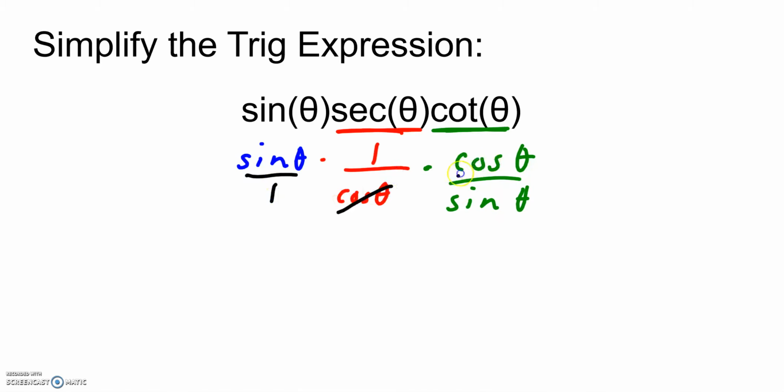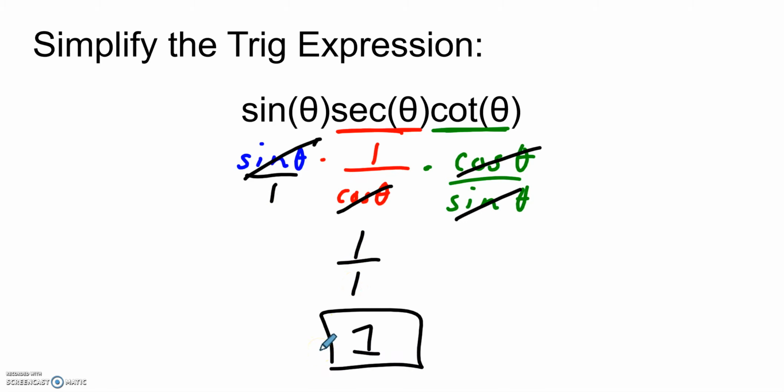This cosine and this cosine cross out because we're only multiplying, not adding or subtracting. And same with these sines. This sine of theta, because it's on the numerator, cancels out this sine because it's in the denominator. So the only thing I'm left with is 1 over 1. So my final answer is just the number 1. I love that problem when it simplifies just to a number. Feels really satisfying, I'd have to say.